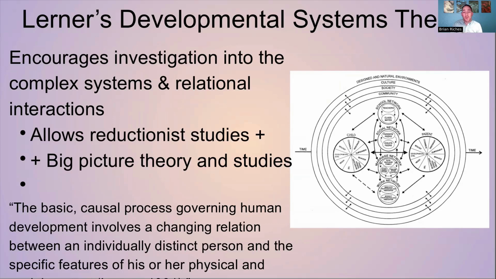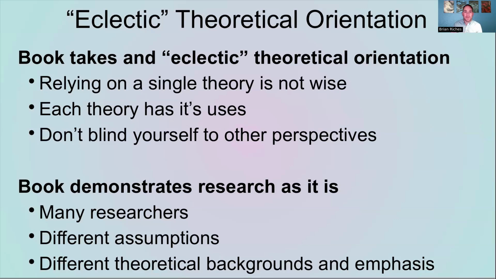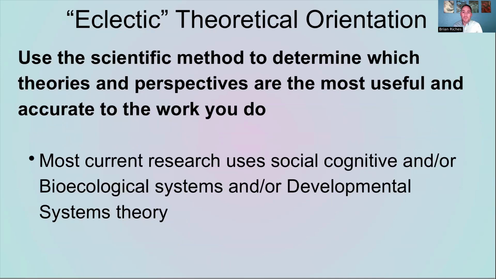That being said, as we're going through the book, it does take different approaches. It might talk about one study specifically from a behaviorist standpoint. It might talk about another specifically from a psychoanalytic standpoint. So relying on just one theory is not necessarily the best. Seeing a lot of them and how they've been used throughout the history of psychology is one thing that we'll get in this class as well. And the book demonstrates the research that happens from a lot of researchers. They have different assumptions, they come from different backgrounds. So most current research in development does use these bioecological systems theories and these developmental systems theories.